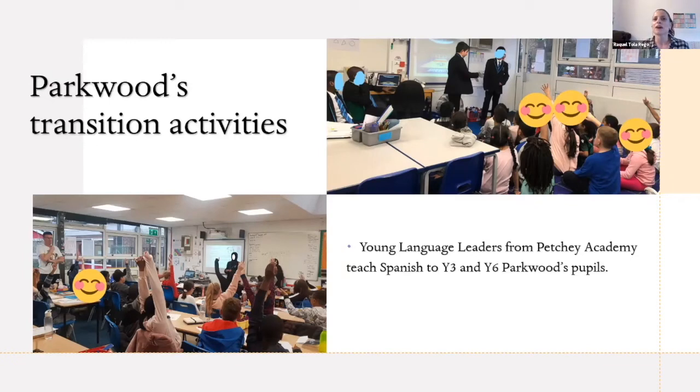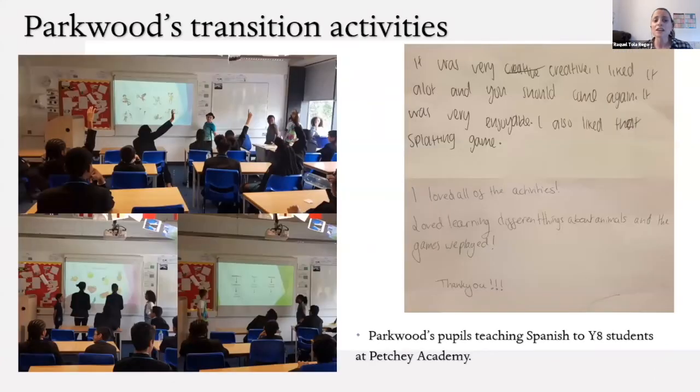And I believe he felt okay to be corrected by a little child rather than by a teacher. So it was a really nice thing to see how they taught each other, even though they are like 7 years apart. This is another example where my pupils from year 3, 4, and 5 went into year 8 to teach Spanish. And these are just different topics they did.